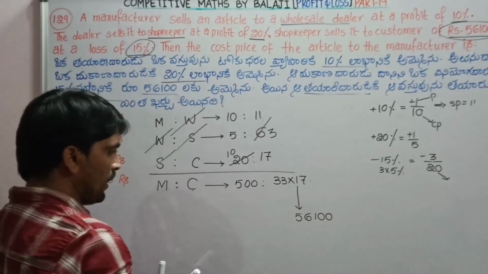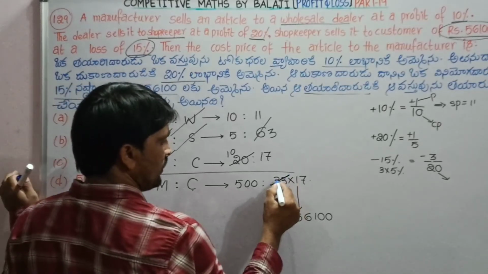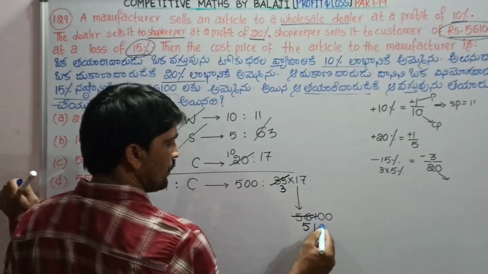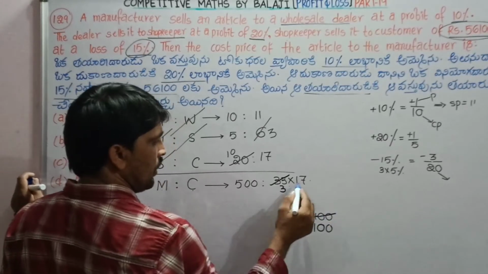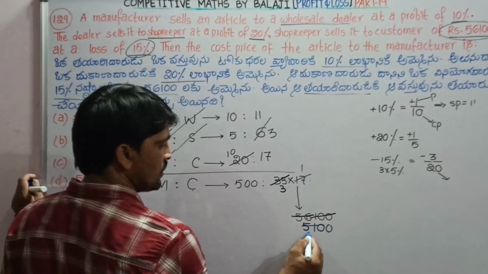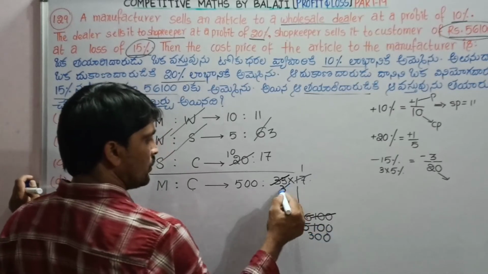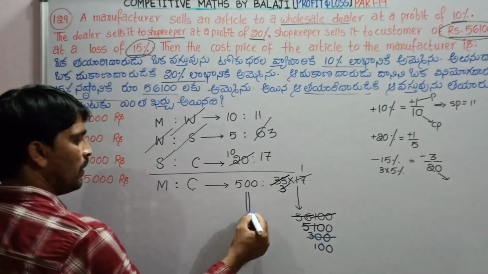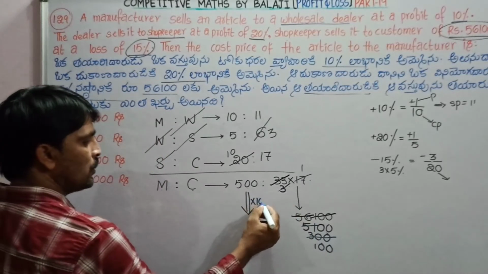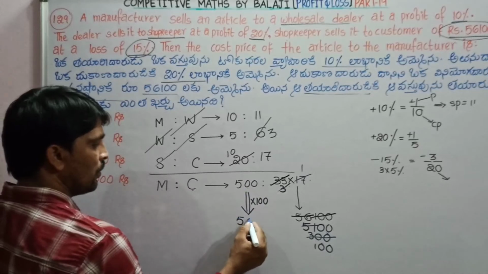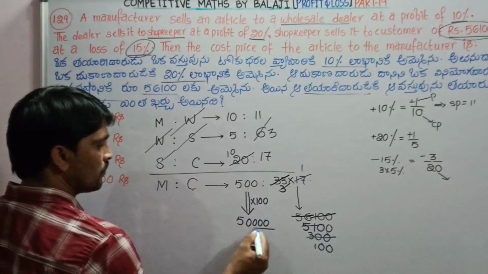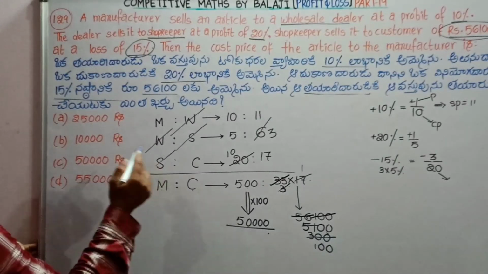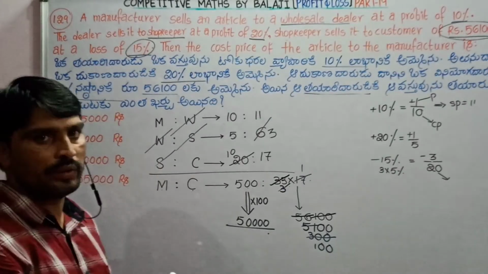Then what is 1 unit value? 11 3s are 33, 11 5s are 55, 11 1s are 11, 2 zeros. Again 17 1s are 17, 17 3s are 51, 300. 1 unit value is 100. Then 500 unit value is 500 into 100, that is 50,000. So cost price for manufacturer is 50,000. So answer is C. Okay.